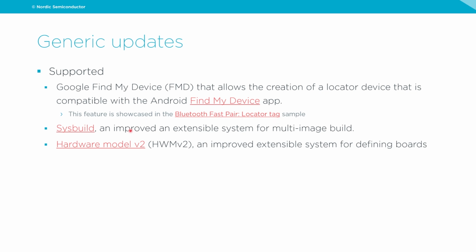Then we have two, let's say, non-firmware related features in the SDK. These are extremely important as they are quite significant, and they also introduce potentially breaking changes to the SDK. We'll also look into these a bit more in depth in just a few minutes. The first one is SysBuild, an improved and extensible system for multi-image build, and hardware model v2, which is also an improved and extensible system for defining ports.